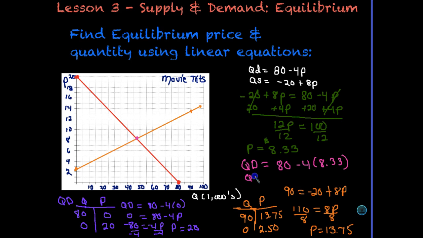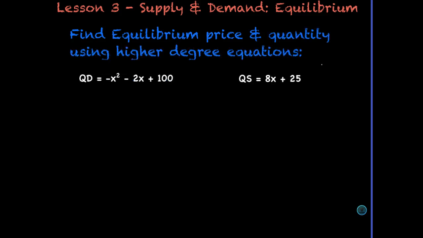So the quantity demanded is 46.67. So this point right here is 46.67, our quantity demanded for a price of $8.33. Great. Now we have learned how to solve a system of equations, basically, and finding the equilibrium. And now finally we are going to try one more problem that is not linear.